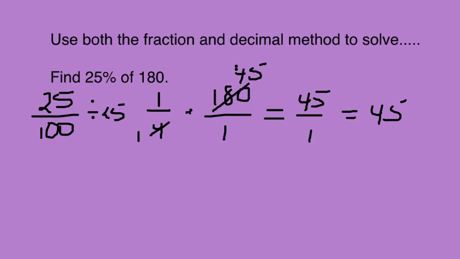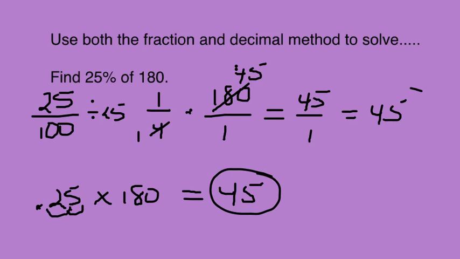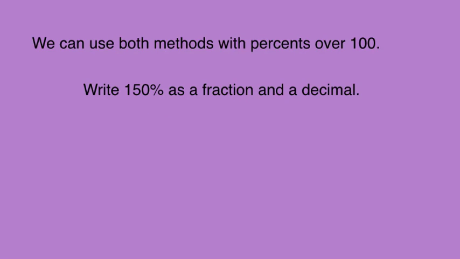Now let's use the decimal method. I'm going to change 25% to a decimal, move 2 places to the left. 0.25, or 25 hundredths, times 180. And I will use my calculator, and the answer is 45. Same answer.